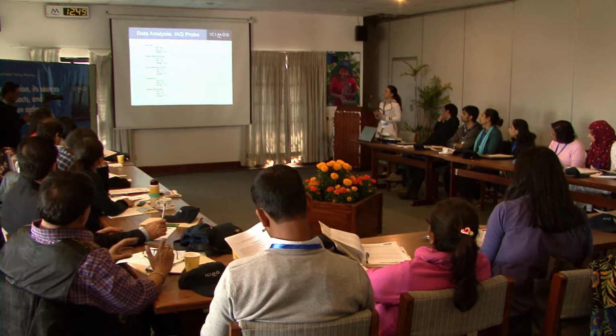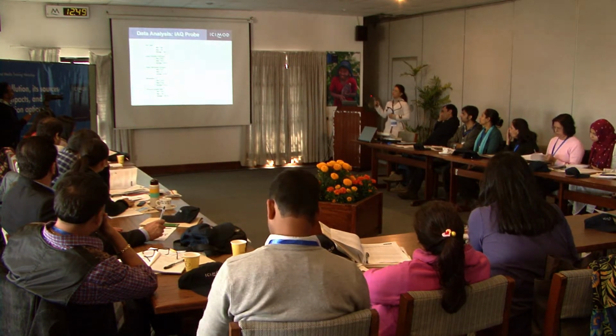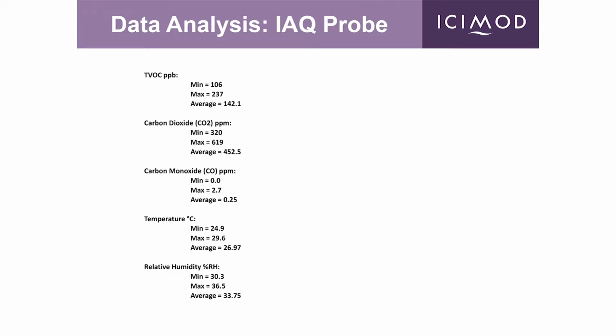This is the IAQ probe data. As I said, it gives real-time graphs. It also provides you with the minimum, maximum, and the average values. For example, what is the global ambient average of CO2? Anybody knows about that? Okay, basically it's around 390 as of 2015, but in the northern hemisphere, it's slightly higher. It reaches 400, 450, and since it's an urban area, the CO2 which we measured was around 452.